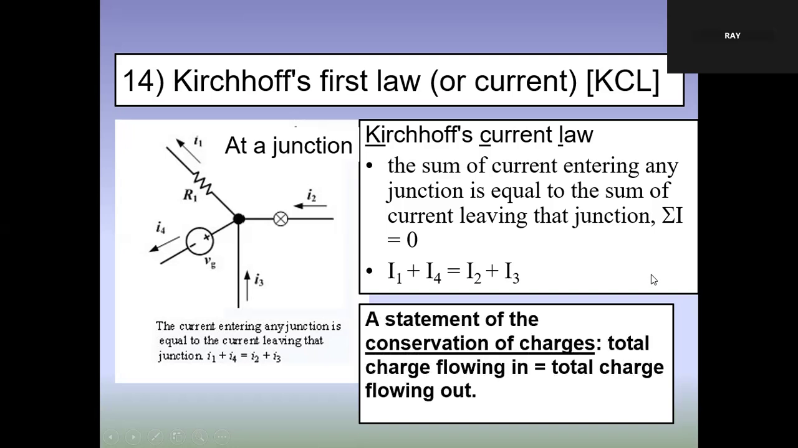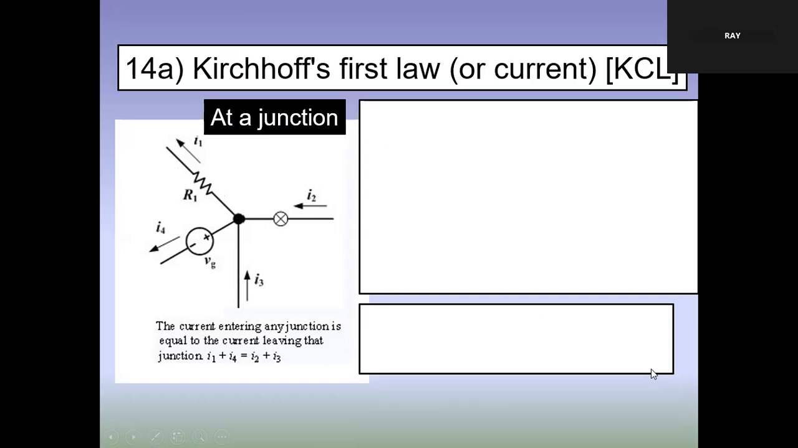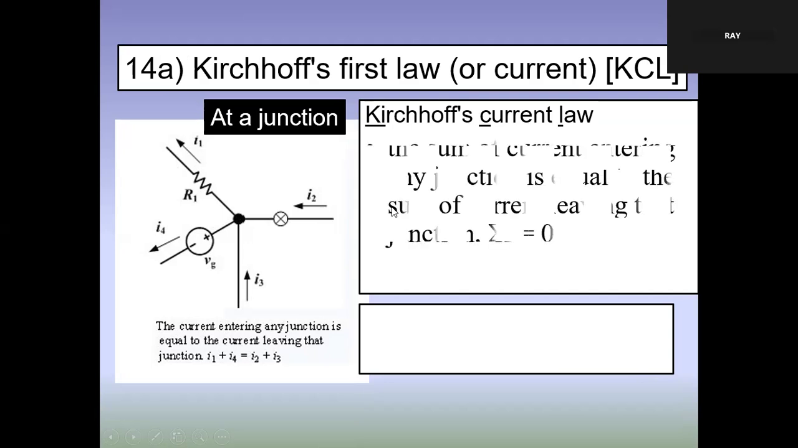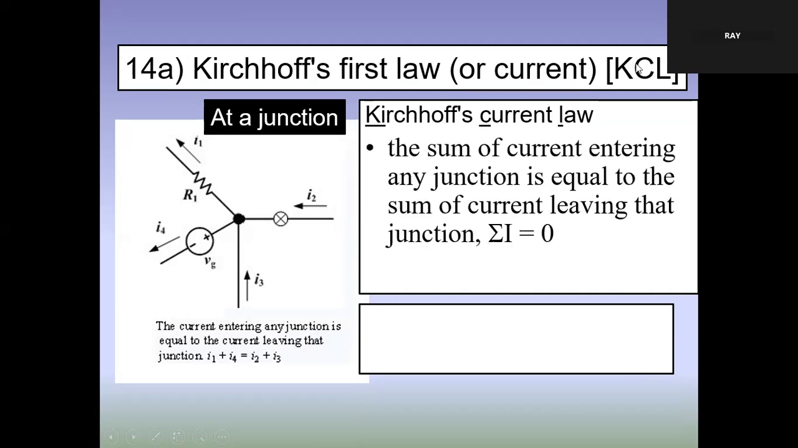It's the statement of conservation of charge. That means total charge entering this junction equals total charge leaving the junction. Kirchhoff's current law applies to a junction point. I call it KCL, Kirchhoff's current law. Another way of writing it is to say that the sum of current entering equals the sum of current leaving, or the sum of current equals 0.